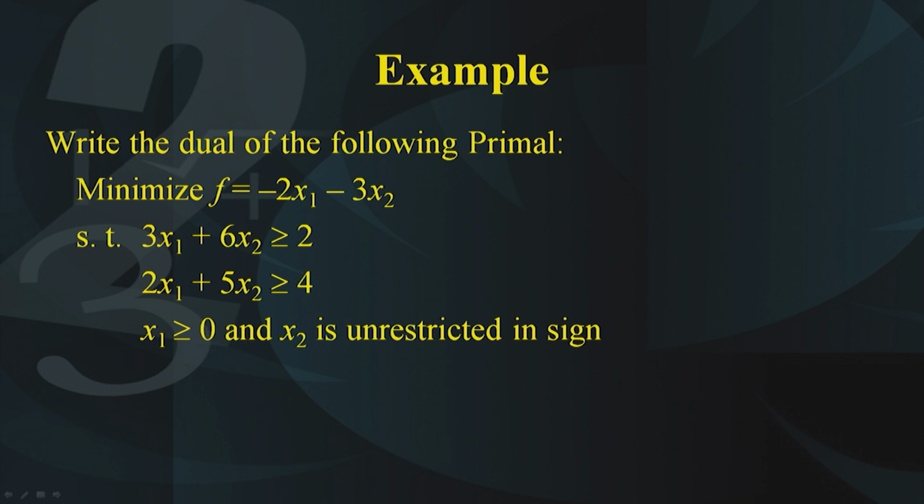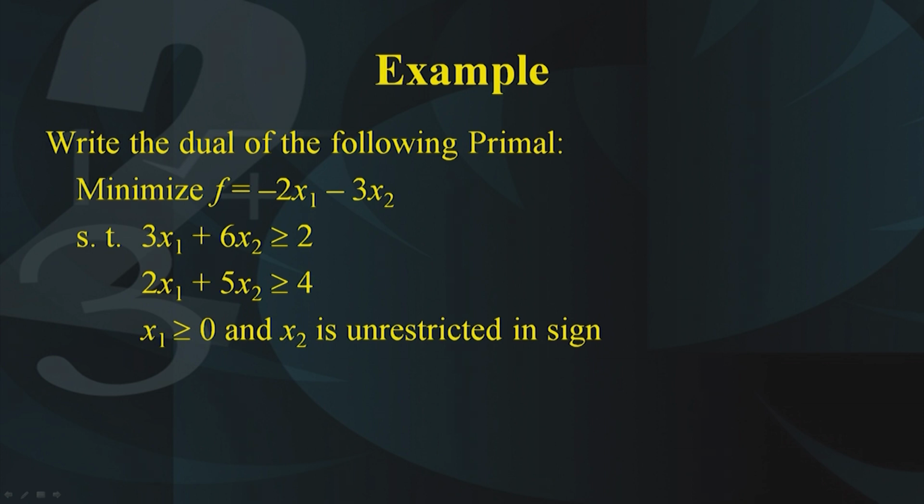Okay. Another example, suppose we want to write the dual of the following problem. The problem is minimization of minus 2x1 minus 3x2 subject to 3x1 plus 6x2 greater than or equal to 2, and the second constraint is 2x1 plus 5x2 greater than or equal to 4, x1 is greater than or equal to 0, whereas x2 is unrestricted in sign.